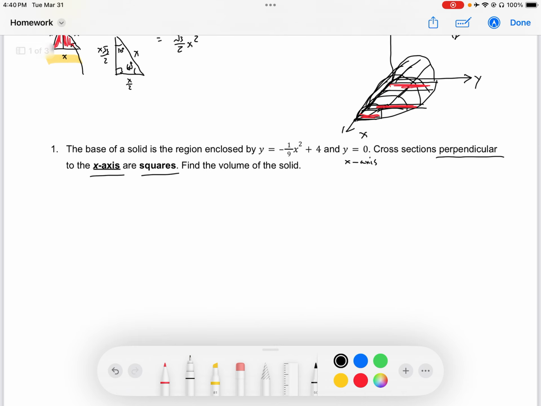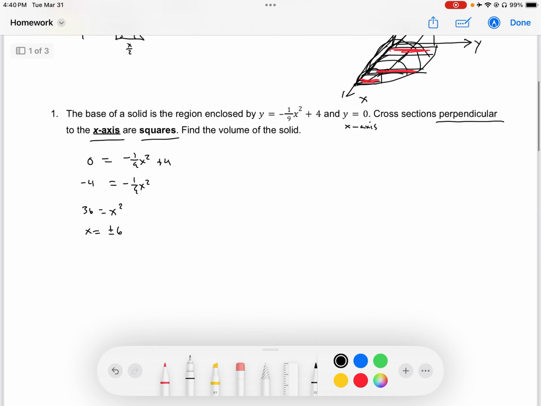Okay, so we need to find this region. So let's figure out where this intersects the x-axis. So if I take this function and set it equal to 0, I get 0 equals negative 1/9 x squared plus 4. Subtract 4, and okay, this is fine. Multiply by negative 9, I get 36 equals x squared. So x equals plus or minus 6. That is just helping me to sketch this thing in 2 dimensions. So okay, plus or minus 6.